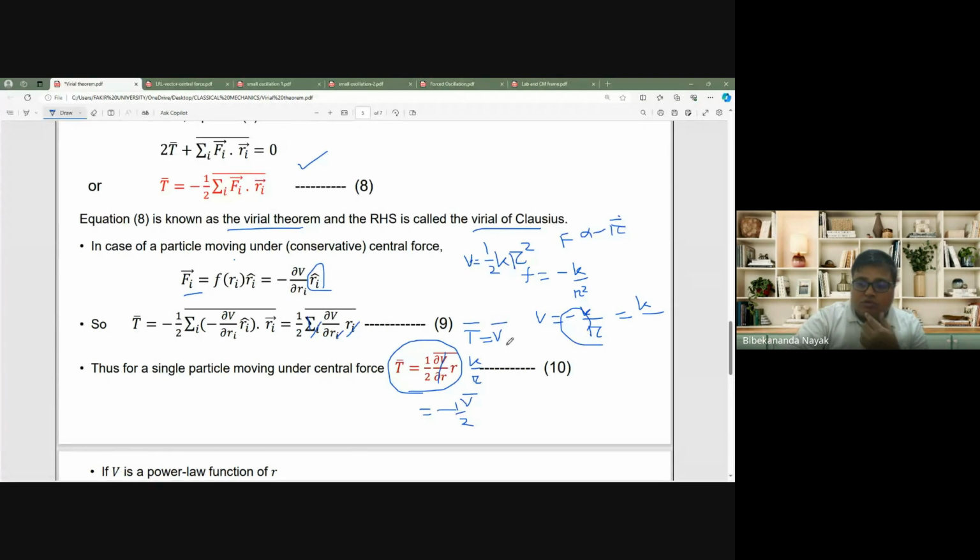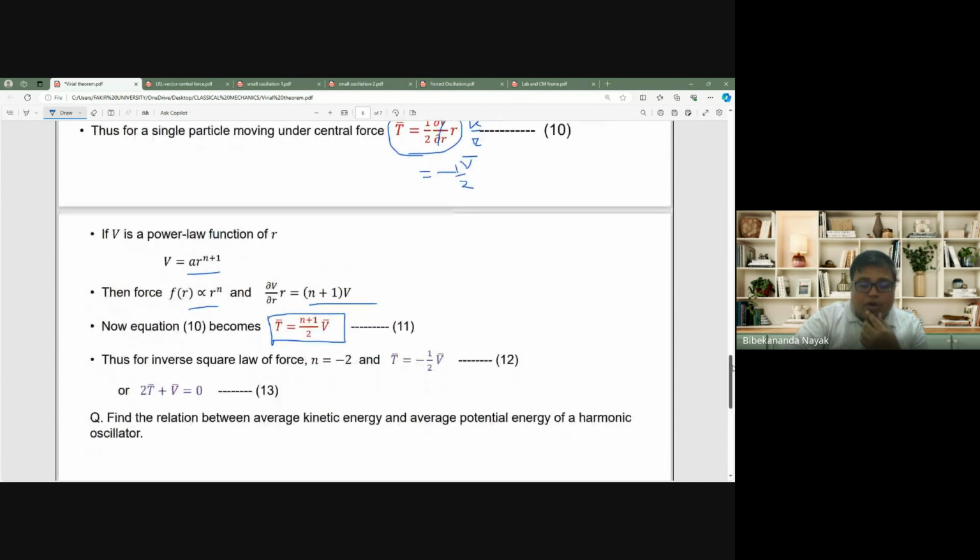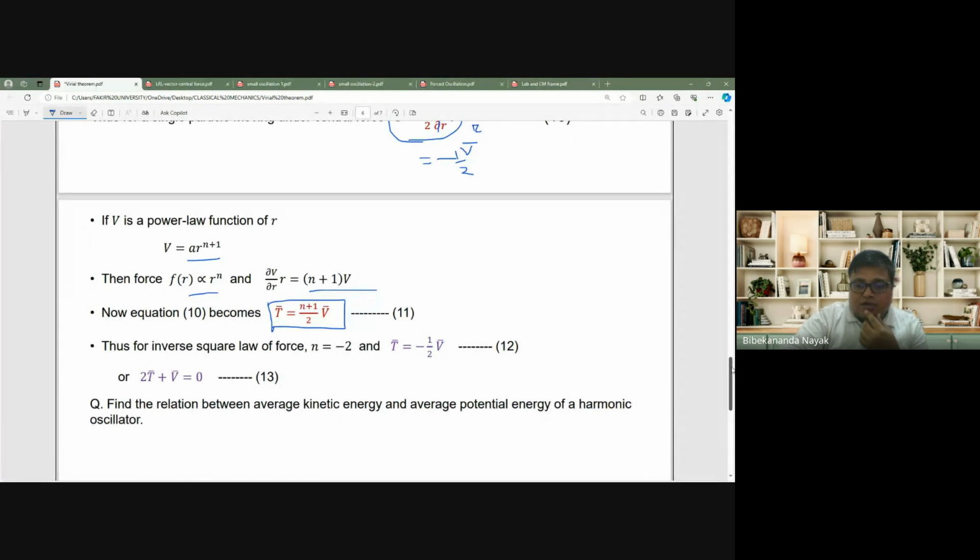You also found this relation in your quantum mechanics. For a harmonic oscillator, the average value of kinetic energy is equal to the average value of potential energy. For any power law function, if F is proportional to r to the power n, V is proportional to r to the power n plus 1, and r del V by del r becomes n plus 1 times V, so T bar is equal to n plus 1 by 2 V bar. This is the general Clausius virial theorem for any conservative central field.